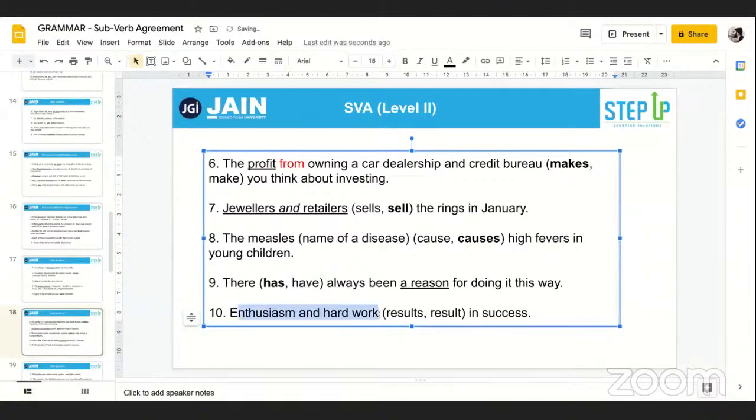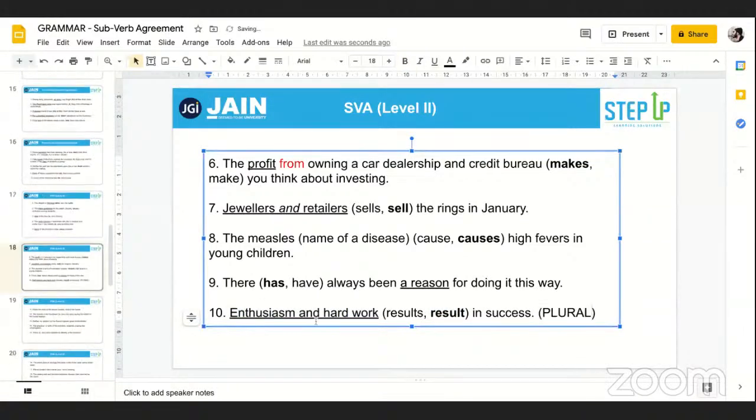It's results, because it's results. The answer is results. Results is plural, sir. When we add is with any verb, reason and work are plural. So results, present.